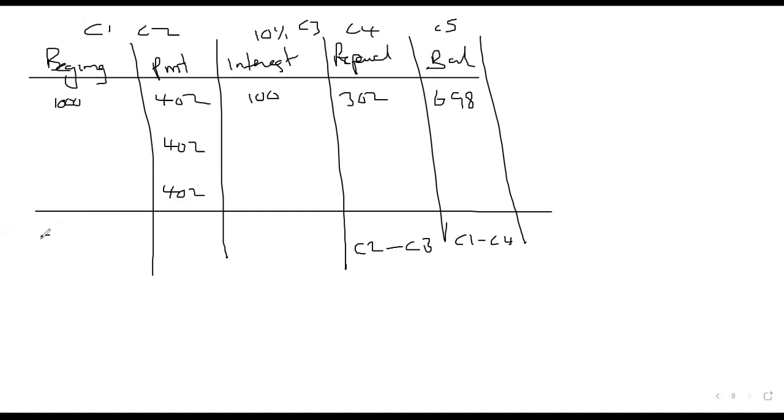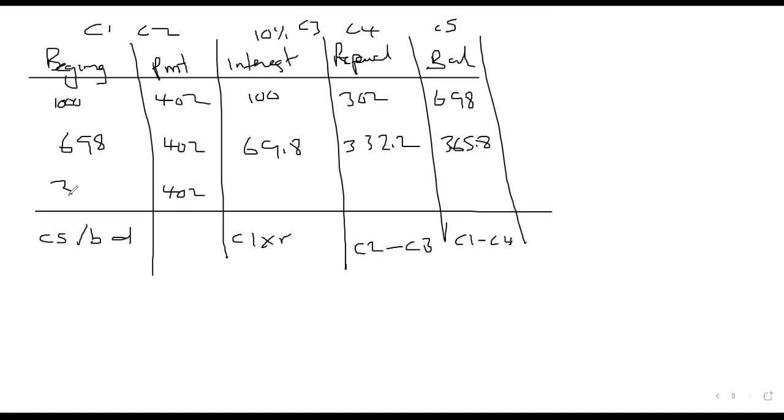Now 698 is column 5 brought down, and becomes the opening balance. Column 3 is column 1 times the interest rate of 10%, so 10% of 698 is 69.8. For column 4, we subtract 69.8 from 402, which is 332.2. And how do we get the closing balance? We subtract it from 698. So here we have 365.8. So this will be the opening balance, 365.8.